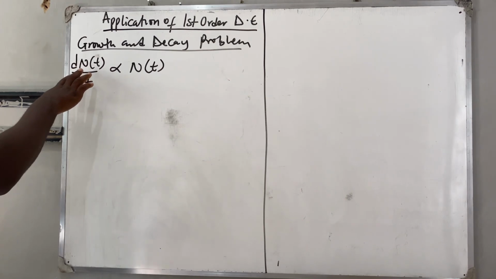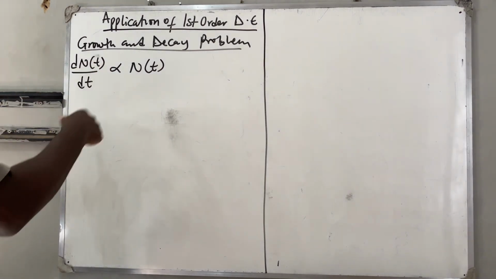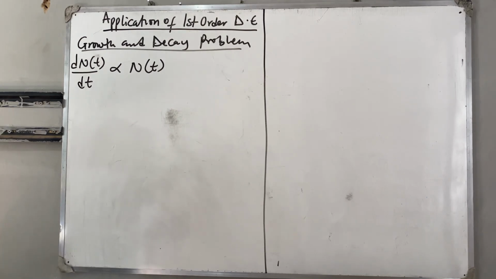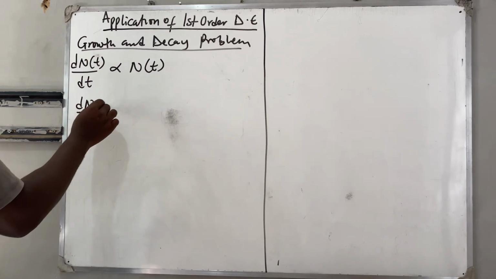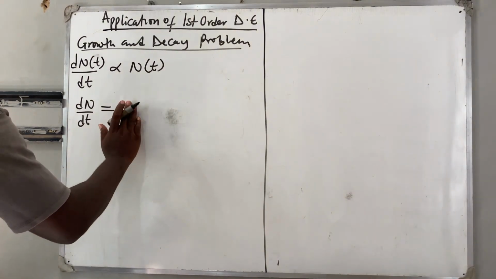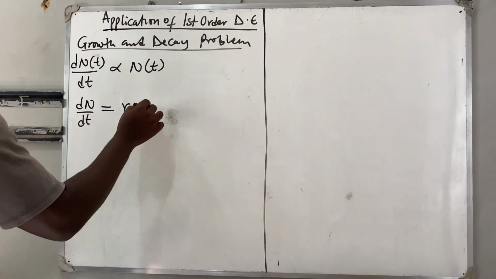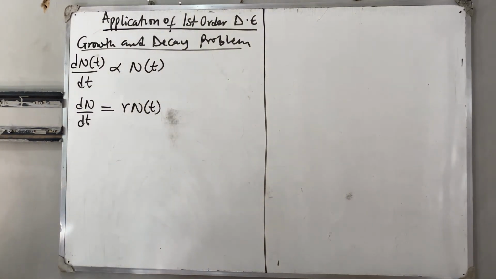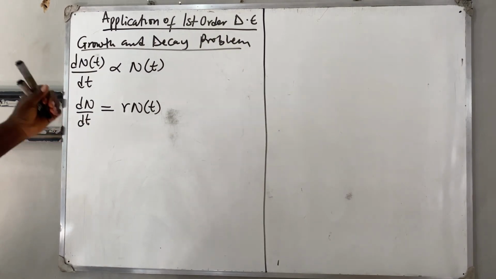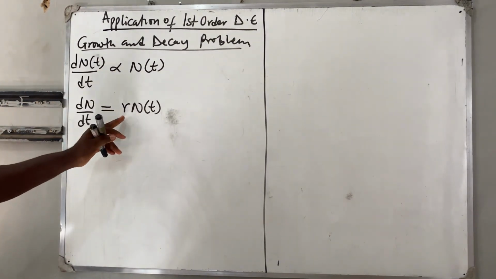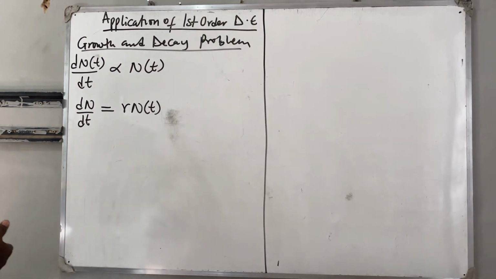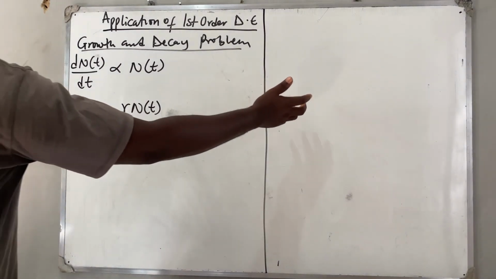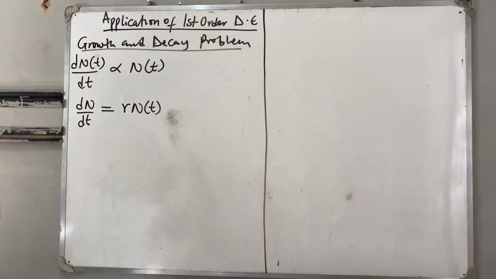So if the change in population is directly proportional to the current population, to remove the proportionality sign, we have that dN/dt, don't forget that N is a function of t, is equal to rN of t, where r is the proportionality constant. Don't forget that in mathematics, if you remove proportionality, you bring in a proportionality constant. Now, this is separable. We can use separable, or we can use linear equation. Let us use separable here, then I will use linear equation so that you see that they are the same thing.